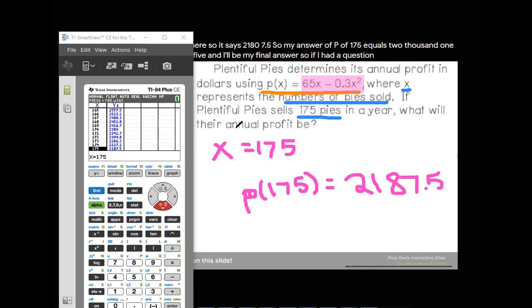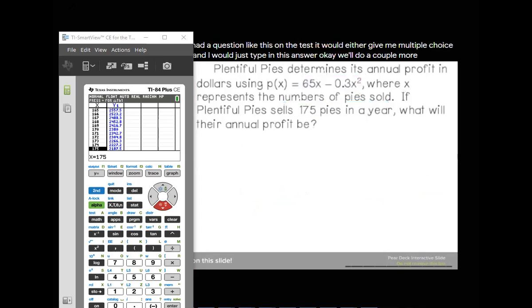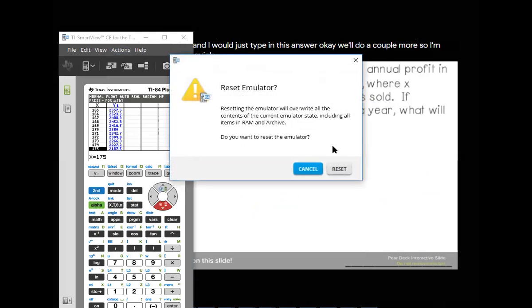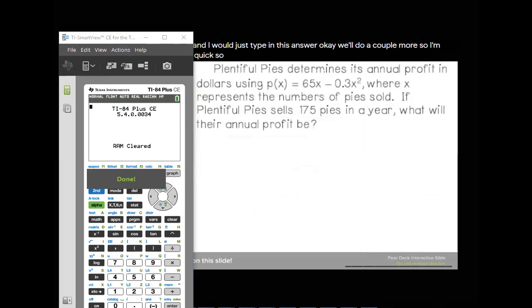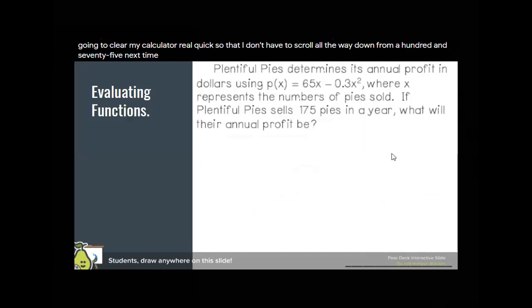So if I had a question like this on the test, it would either give me multiple choice or it would give me a fill in the answer, and I would just type in this answer. Okay, we'll do a couple more. So I'm going to clear my calculator real quick so that I don't have to scroll all the way down from 175 next time.